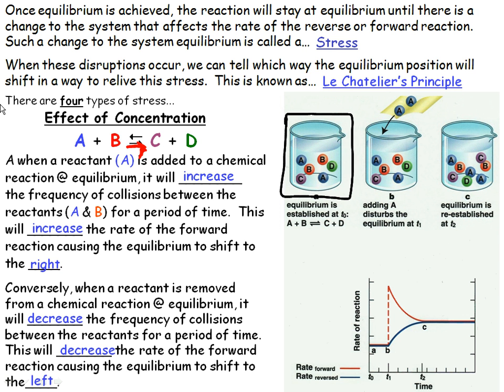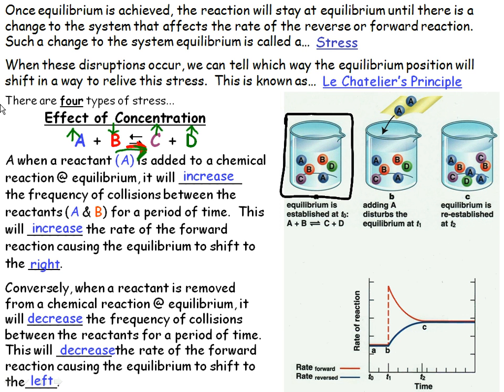So if I add A, and I'm just going to simply draw this on the picture right here, that's going to increase the amount of A. The reaction's going to shift in the direction to bring the amount of A down. In a way, the concentration of B is going to go down, and the concentration of C and D is actually going to go up. And that's basically the way that the equilibrium works.